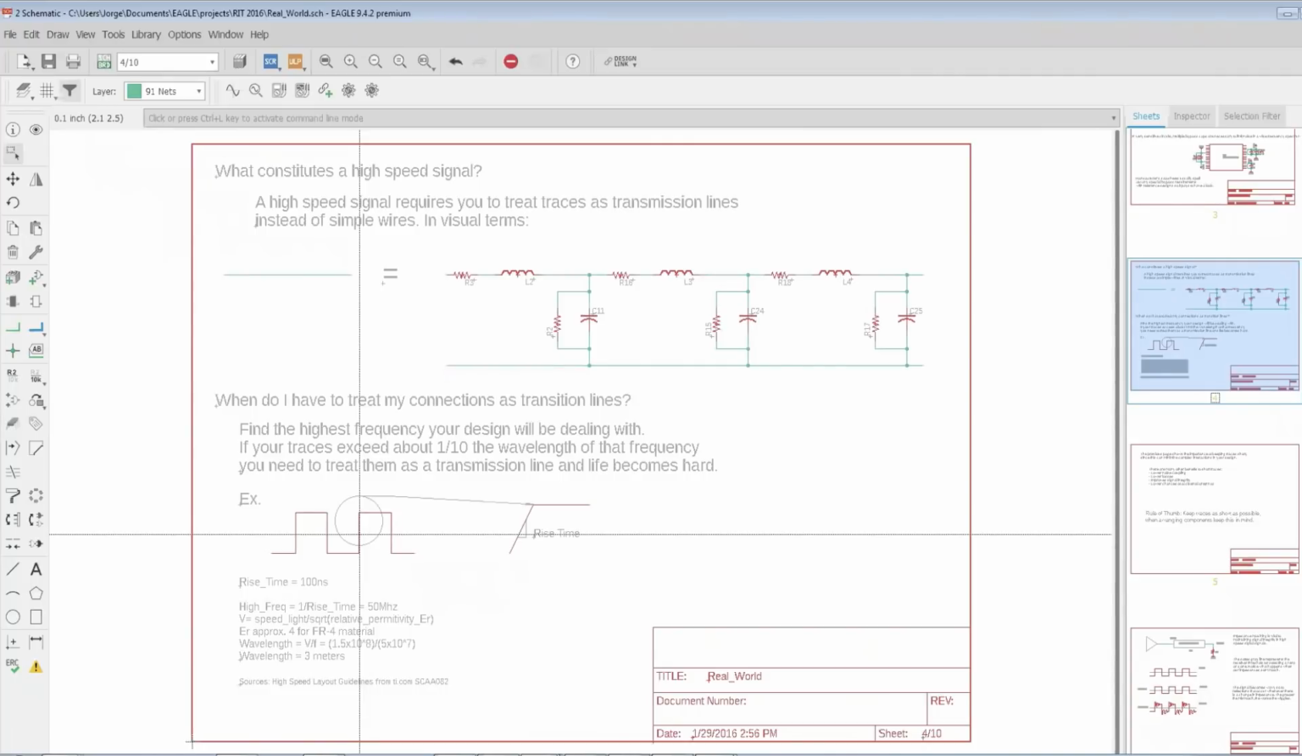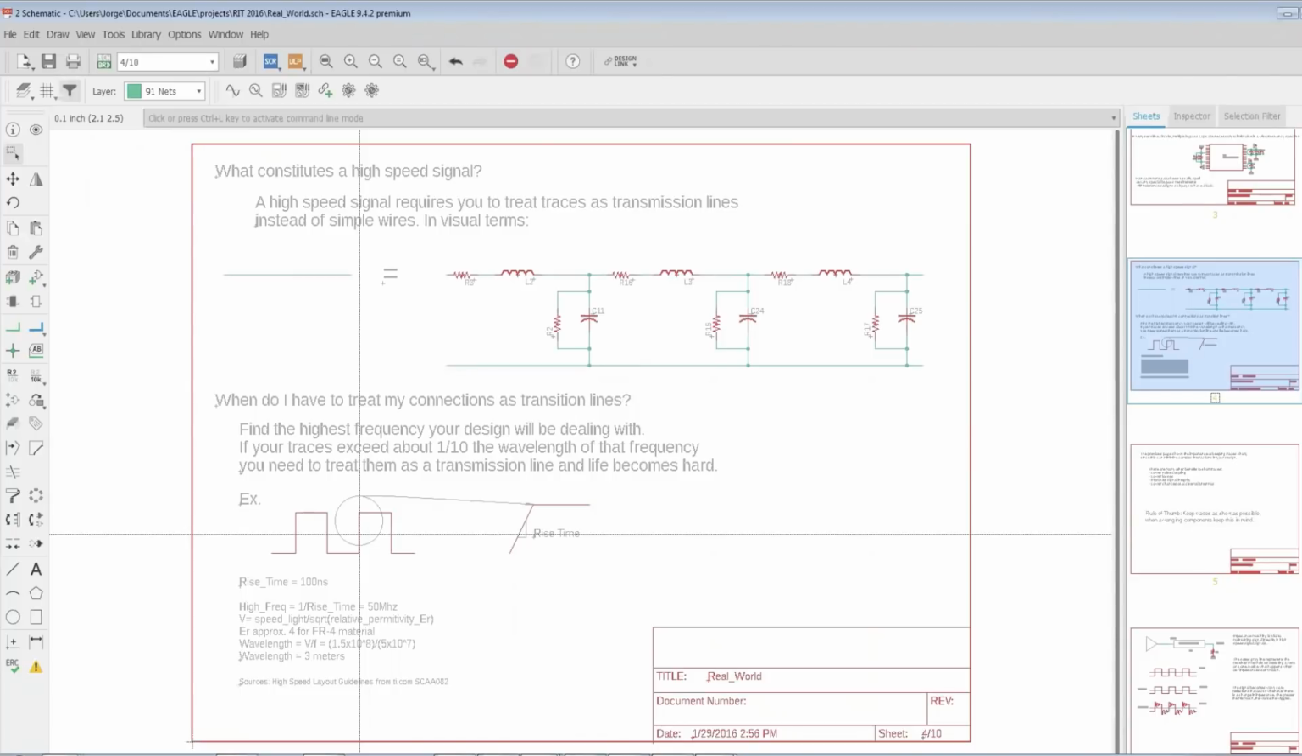So we can see an example here. If you notice, we have a square wave, and the rise time of that edge is 100 nanoseconds. Now, based on what I just said, we know that this is probably not an issue, not a high-speed signal. But if we take the reciprocal of the rise time, we're looking at about a 50 megahertz signal. We're going to look at the length of that waveform.